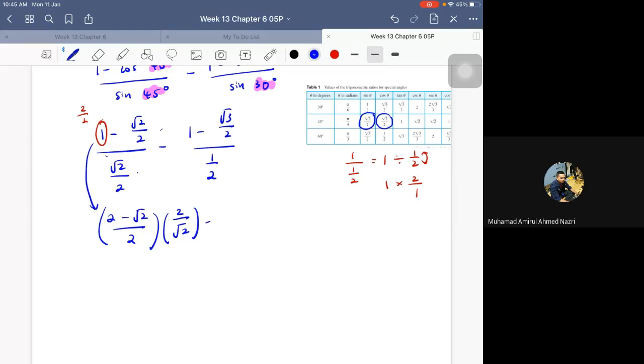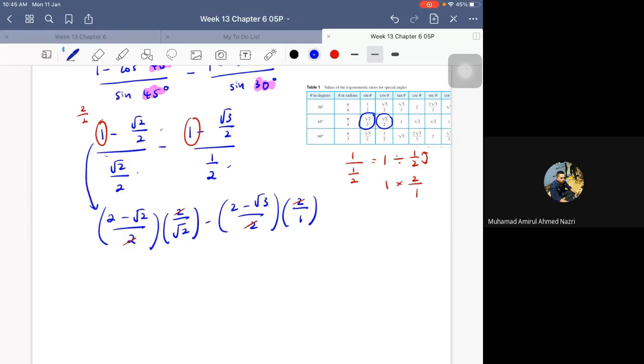So I tukar yang ni dalam bentuk fraction as well, samakan penyebut. So it's going to be 2 minus square root 3 over 2. So darab dengan yang bawah ni dia akan jadi terbalik. So that is going to be 2 over 1. So kita pun simplify whatever that we can simplify, and this 2 as well.